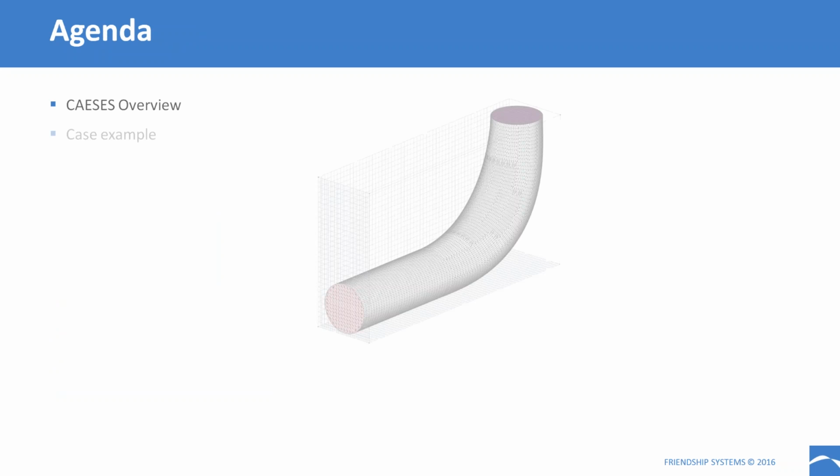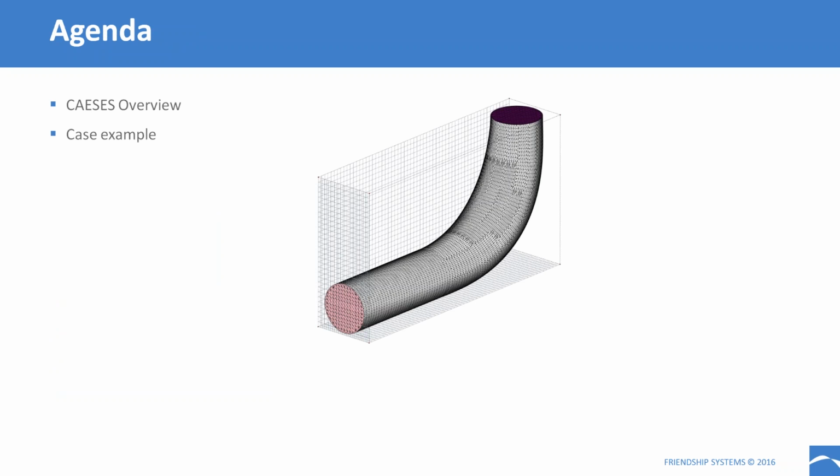In terms of the agenda for today's webinar, I will start by giving a short overview of CAESES, explaining what CAESES is and what it can do. Then Carsten will take over and show you a case example of a simple 90-degree bent duct. First of all, he will explain shortly how the parametric model of this geometry is built up and how it can be varied.